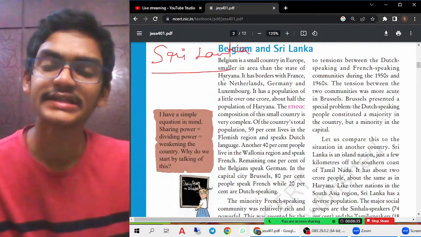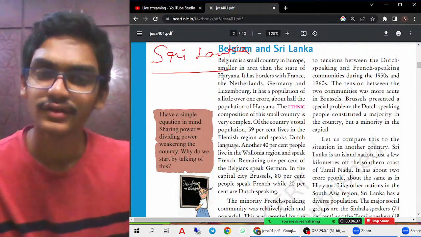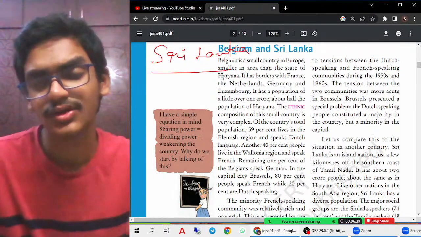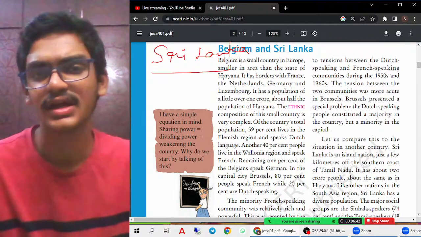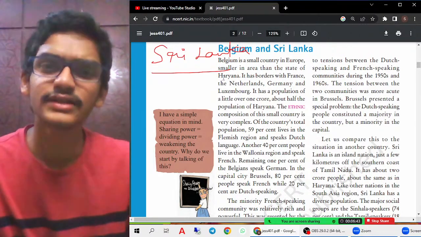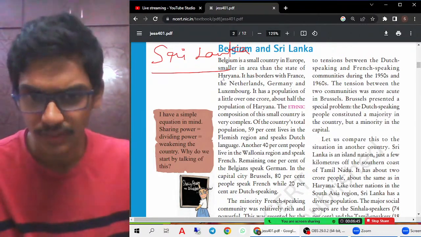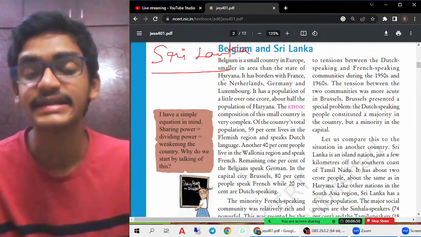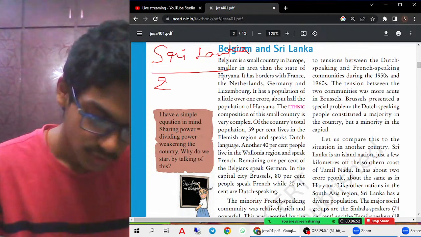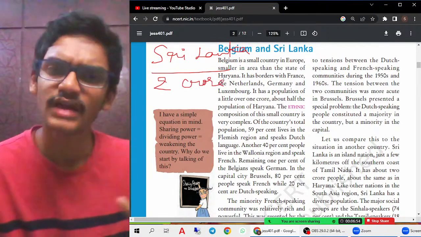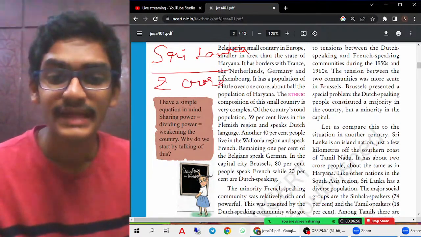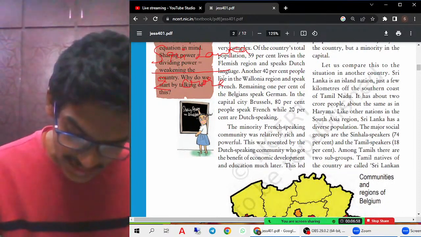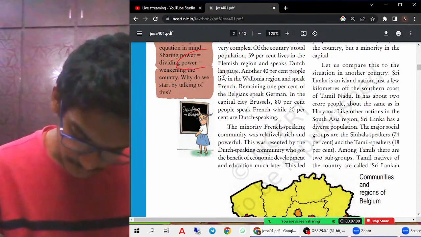So Sri Lanka was a country. It is an island nation. As you can see, this is in the southern part. On the southernmost part, Sri Lanka is found. And it is also very close to Tamil Nadu. It is just a few kilometers from Tamil Nadu, and it has around 2 crore population, which is equal to that of Haryana only.